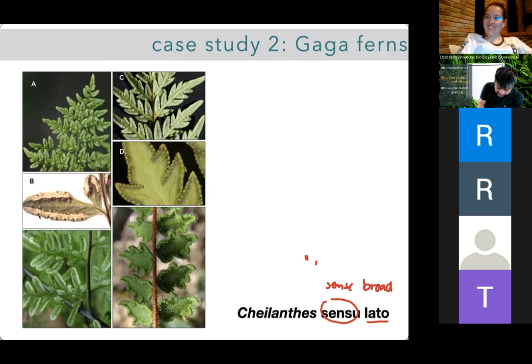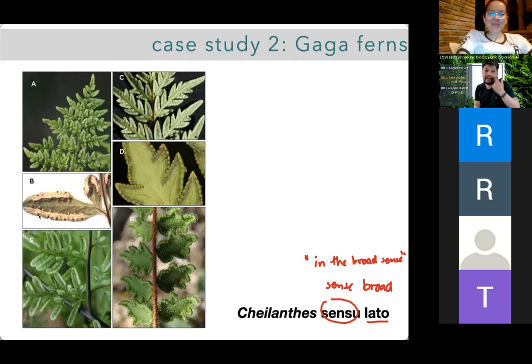So, in the broad sense. If you have not noticed already, taxonomists love using Latin words for no good reason. We just like to sound fancy, like I like my pasta al dente. Why would you say that? I just want my pasta perfectly cooked, but I have to add a French or Latin word to it, just to be fancy. The same thing with taxonomy. It's like, oh, Cheilanthes sensu lato, like in the broad sense.